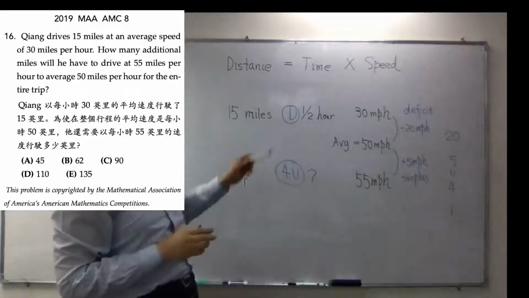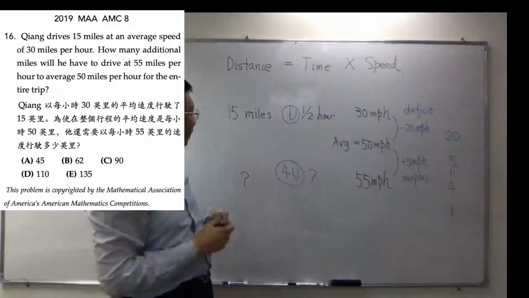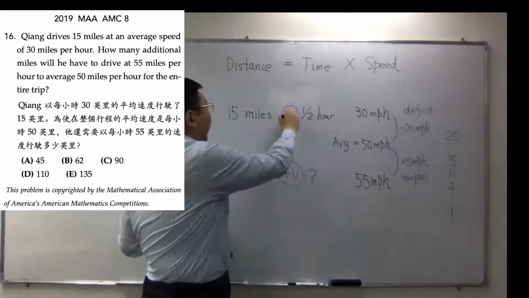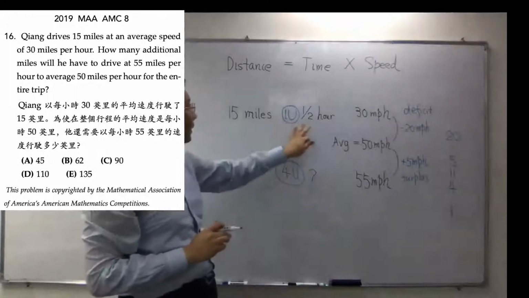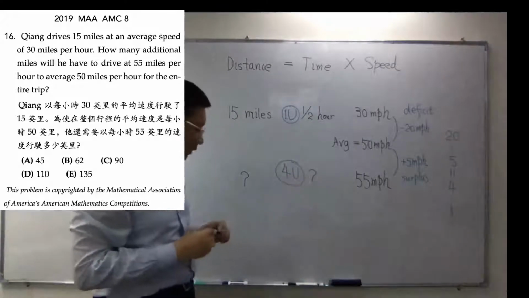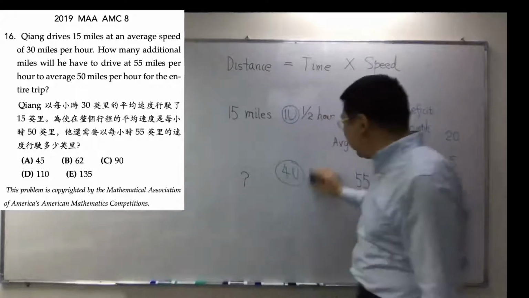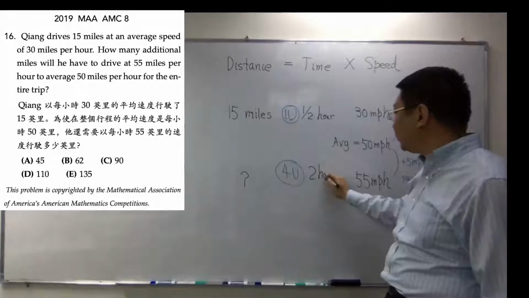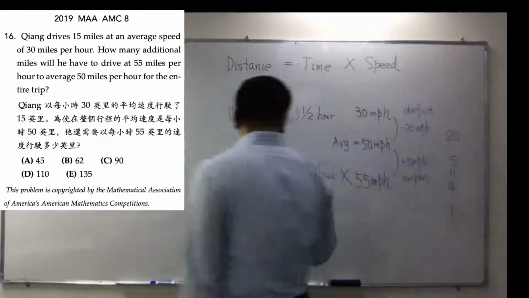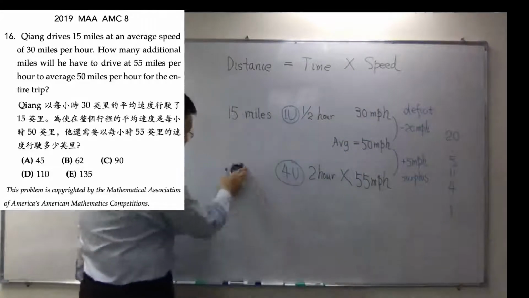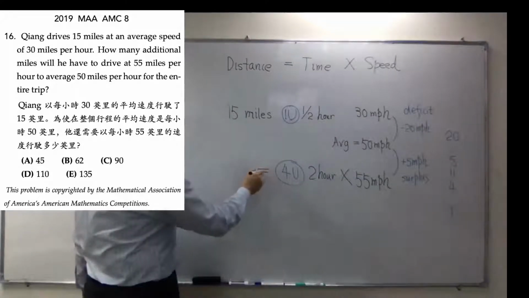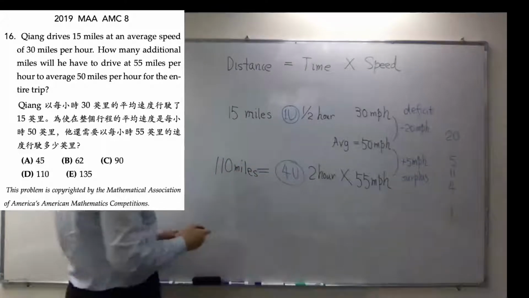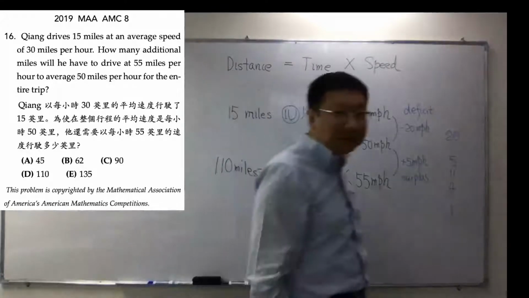So if we know the time span is 1 to 4, I write it as units. It's 1 to 4. So 1 unit is half an hour, what is 4 units? 4 units, of course, would be 2 hours. So at this faster speed, Chiang travels 2 hours. So 2 times 55 miles per hour, that would be 110 miles. That is the distance traveled at the faster speed.